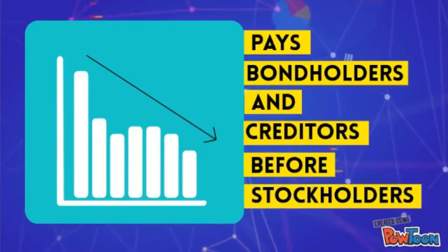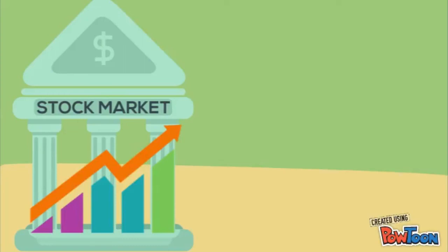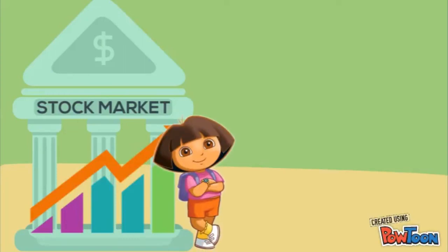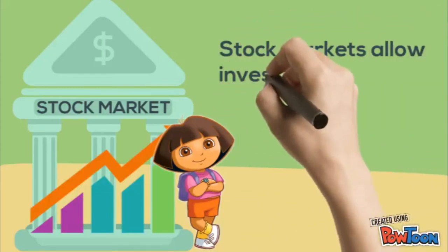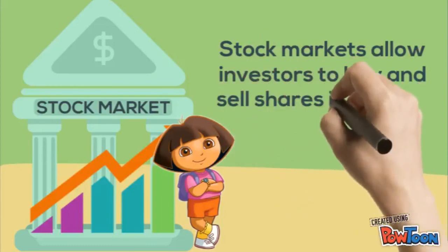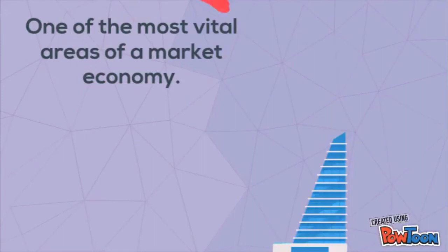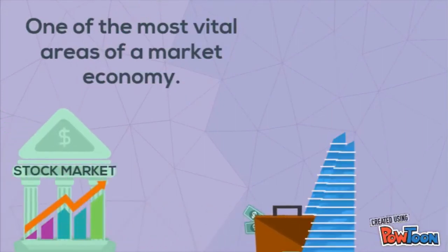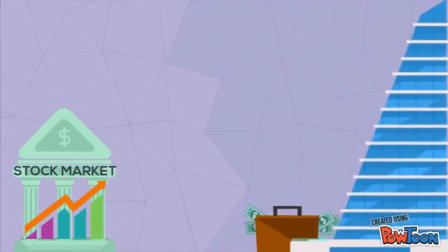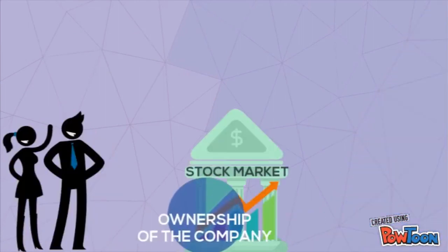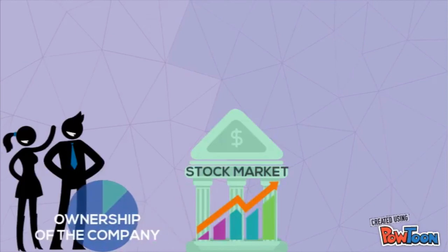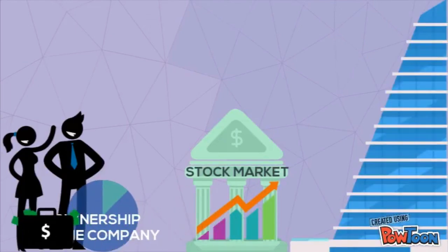Another part of the capital market is the stock market, where Dora is really into right now. Stock markets allow investors to buy and sell shares in publicly traded companies. They are one of the most vital areas of a market economy as they provide companies with access to capital and investors with a slice of ownership in the company and the potential of gains based on the company's future performance.